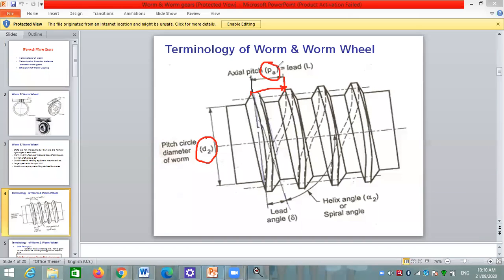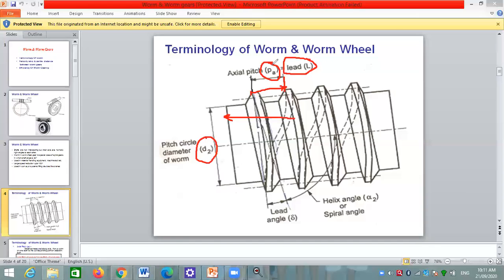Then what is lead? Lead is the distance traveled by the worm in the axial direction when we rotate this worm. If we give one revolution to this worm, then the distance traveled by this worm in the axial direction, meaning the distance traveled in this direction, is called the lead.